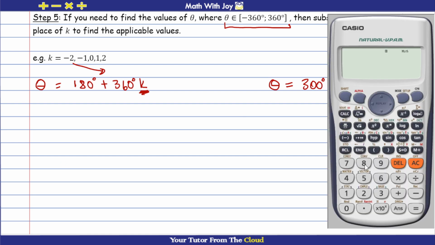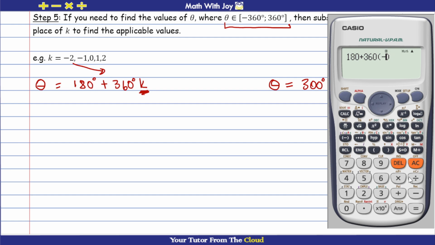So now in the calculator, I'll type in 180 degrees and I'm going to add 360 degrees in brackets. Firstly, let's start with minus 3. And let's see what minus 3 gives us. Minus 3 gives us negative 100. Negative 100 is out of the range of negative 360 degrees. It's just outside the range, so we can't use that.